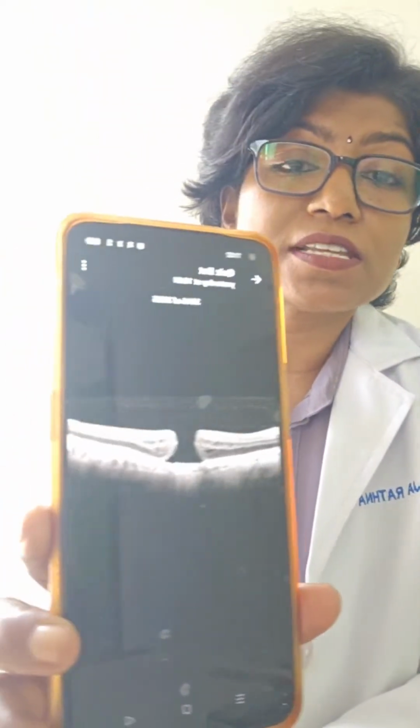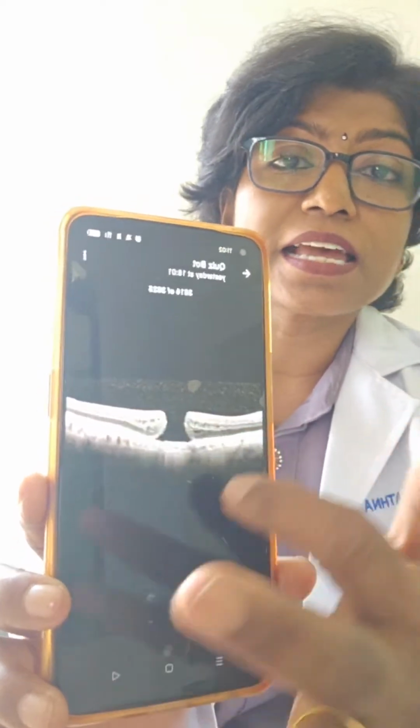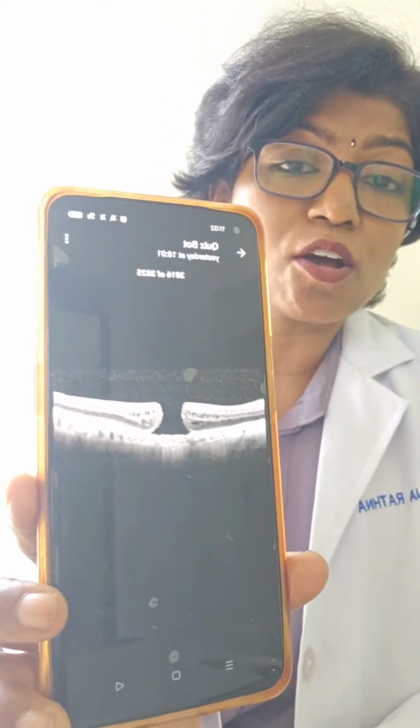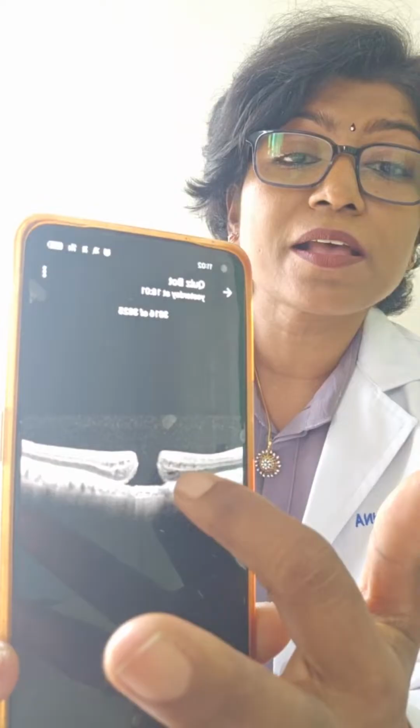Okay, so the first image is this. This is our first image. So what can you see here? This is an image of OCT, optical coherence tomography. Now OCT, as I've already told you, is used to visualize all the layers of the retina, the posterior part of the vitreous, the retina, and also the choroid.